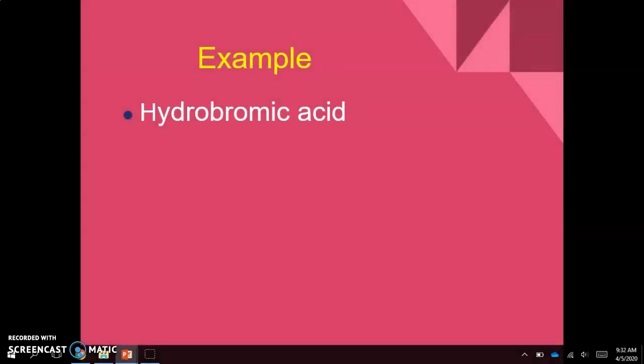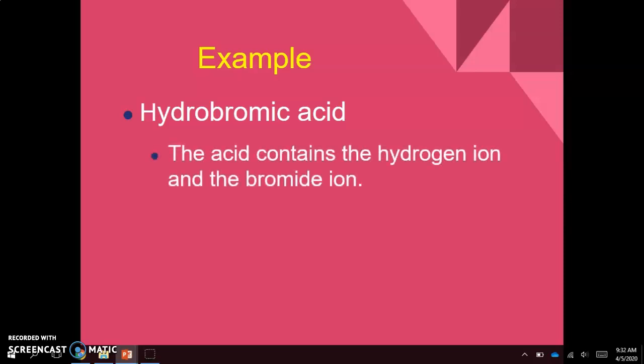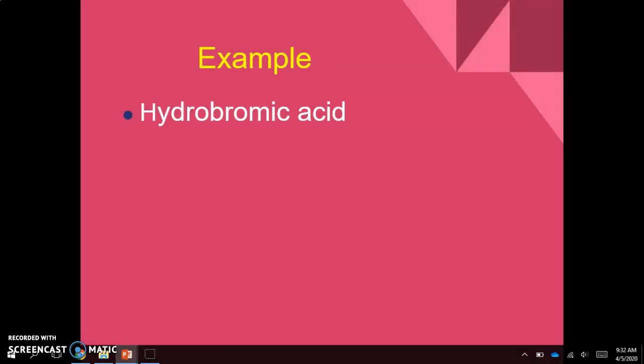Let's look at hydrobromic acid. The hydro lets us know that there's no oxygen involved, and in bromic, we know that the anion involved in this acid is going to be bromide. Bromide is the anion, bromine is the element. So the acid contains the hydrogen ion and the bromide ion. Let's take a look at those off of our periodic table.